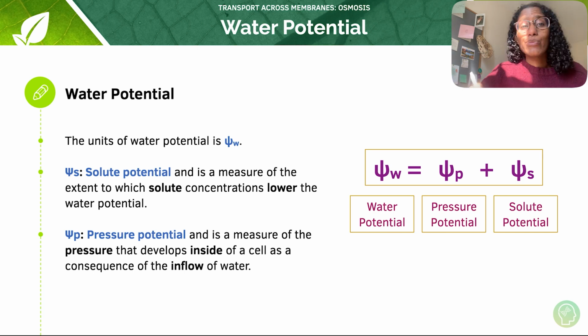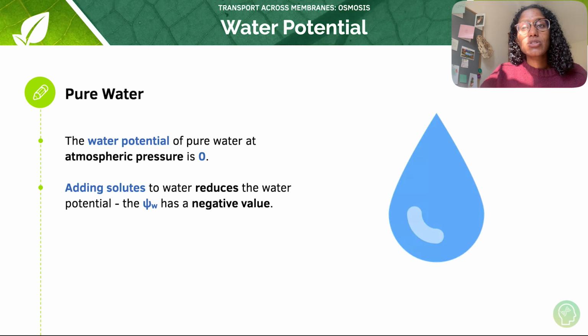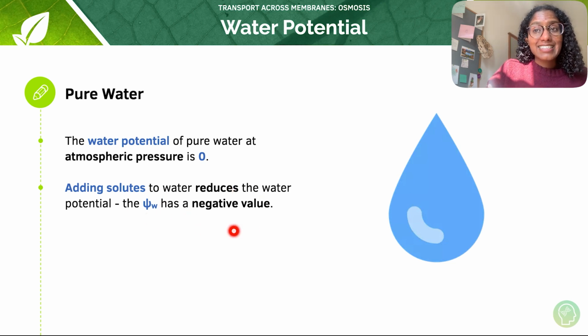If I want you to take away one thing from this slide, it's just going to be that water potential is pressure potential plus solute potential. Now, the water potential of pure water at atmospheric pressure is 0. Adding solutes to water reduces the water potential. So the psi W has a negative value because we're reducing the water potential when we're adding solutes to it.